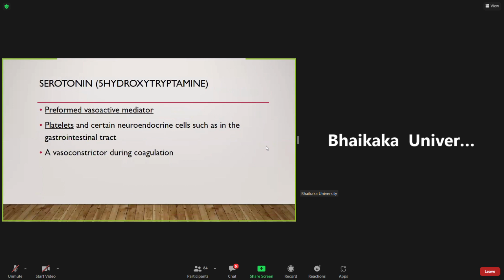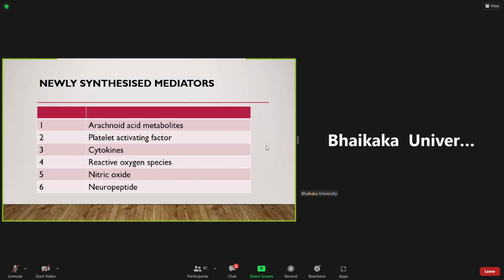These are vasoconstrictors. So, like I told you, according to the requirement, histamine is responsible for vasodilation. On the other hand, serotonin is responsible for vasoconstriction during coagulation. So this was all about the preformed mediators.